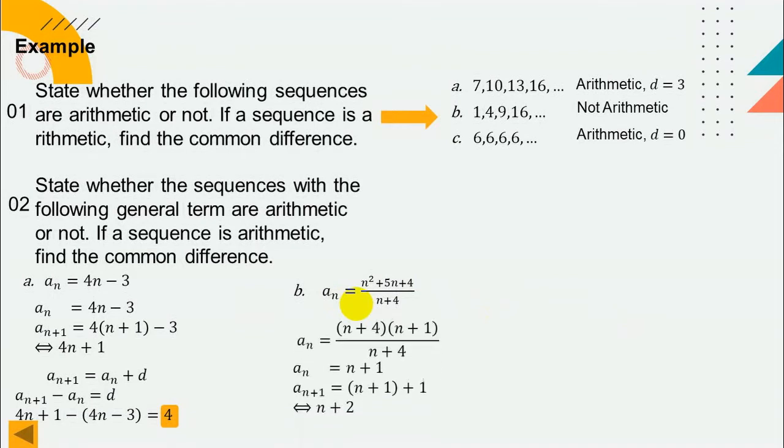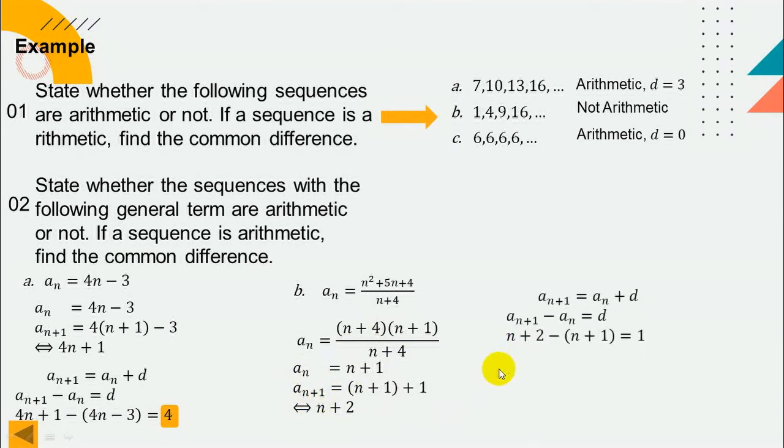Because from here we can factorize, and you can cancel between numerator and denominator. So a_n is equal to n plus 1, because after we cancel everything. So we need to change n to be n plus 1, and then you need to change from here and then here too. So you will get the general term for n plus 1 is n plus 2.